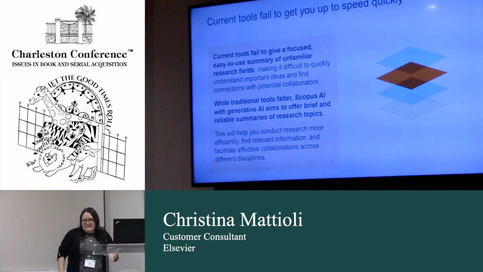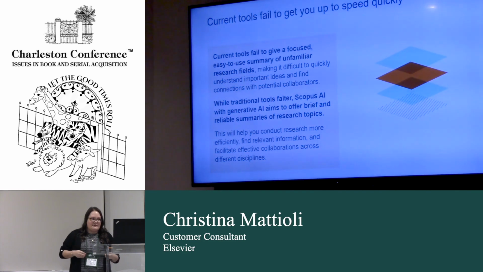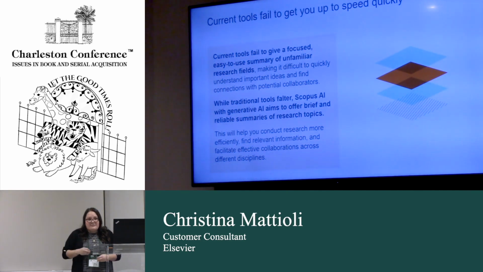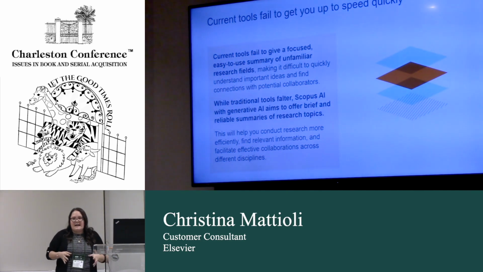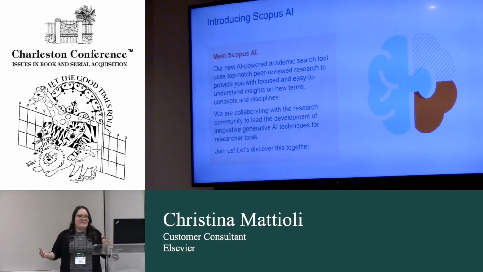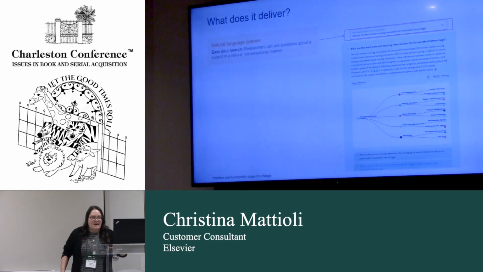So part of the problem is that traditional platforms aren't giving you that easy-to-use summary of unfamiliar research fields. It's difficult to understand what's important and find connections with those collaborators. While traditional tools falter, Scopus AI, with generative AI, aims to offer brief and reliable summaries of research topics. And this should help you conduct research more efficiently and find that information quicker and those collaborators easier. So, meet Scopus AI. I'm going to skip this slide just in the interest of time and talk through what it delivers.